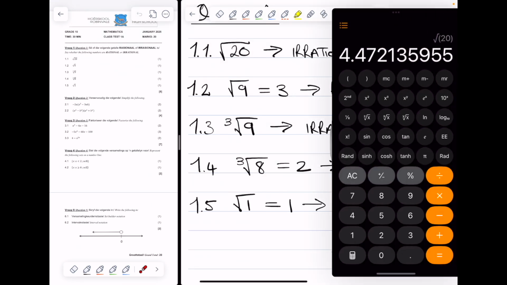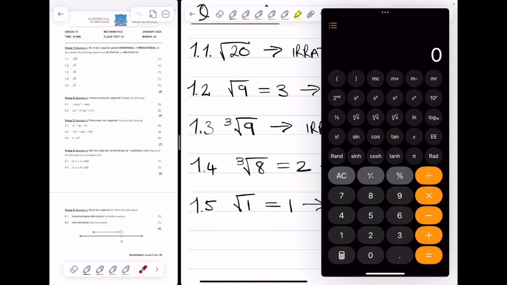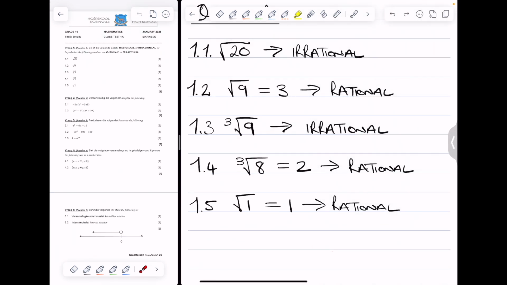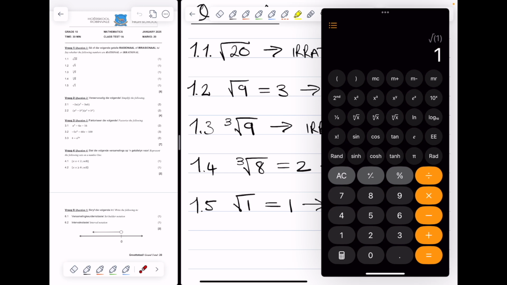If we had to take the square root of 9, we don't need to calculate that. We know what the square root of 9 is. It's 3, so that's rational. If I look at the square root of 1, the answer is a rational number. It's a natural number, it's a whole number, so that is rational. As soon as I get something like the cube root of 9, the answer, of course, is what you see on the screen now, and that is not rational.